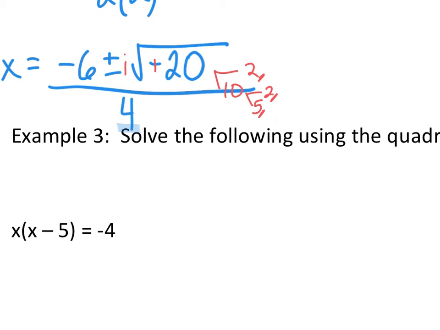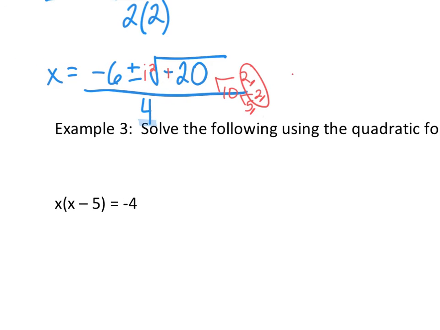Because this is a square root, which means 2, right? That's what square means. I'm looking for groups of 2 of the same number. Well, if I notice, I have a group of 2, 2 of the same number, which happens to be 2. Which means I keep my negative 6 out front, keep my plus minus, and I can pull out a 2, keep it with my i, and I still have square root of 5 left over 4. That's how you simplify that.